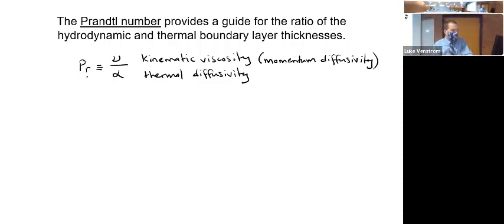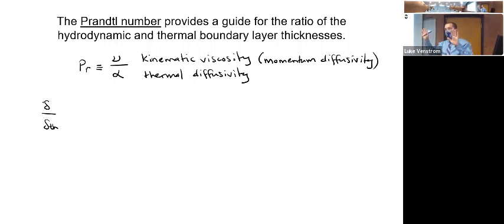So this ratio of these two fluid properties that we call the Prandtl number is going to allow us to say something about the relative thicknesses of the hydrodynamic and thermal boundary layers. So it's going to give me some information about this ratio of these two thicknesses. Does that make sense? When the Prandtl number is big, that means that the hydrodynamic boundary layer is much thicker than the thermal boundary layer. When the Prandtl number is very, very small, it means that the thermal boundary layer is much thicker than the hydrodynamic one.